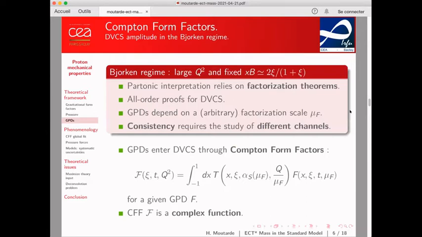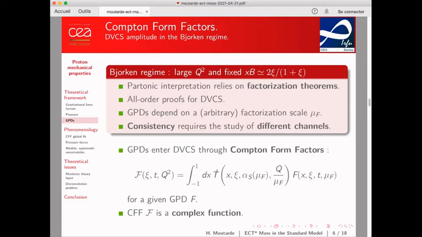So all this holds in the Bjorken regime, which means that what is experimentally well defined is the so-called Compton form factor, which parameterizes the deeply virtual scattering cross sections. But when the virtuality of the photon Q square is large and Bjorken x, related to the skewness psi, is fixed, then we can interpret this in terms of generalized parton distributions, and we have all the proof for this. So at the end of the day, the Compton form factors are integrals of the GPD with a coefficient function, which can be computed order by order in perturbation theory.